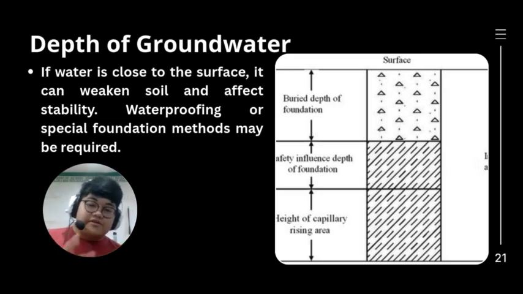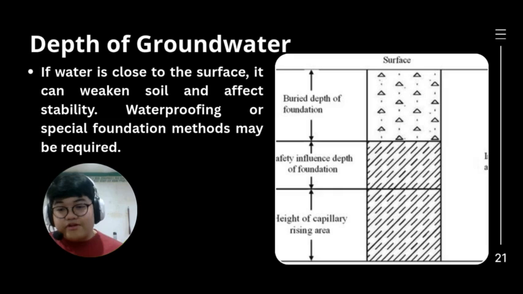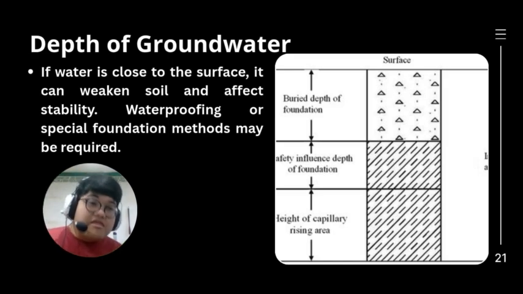For the third factor, the depth of groundwater. If water is close to the surface, it's not going to be good as water and soil is not a good mix. Water near the surface of the soil will make it weaker and less stable. Therefore, waterproofing and or special foundation methods may need to be utilized, such as raft foundations, caissons, pile foundations, and these are all methods that can be used for heavier loads and or weaker soils.